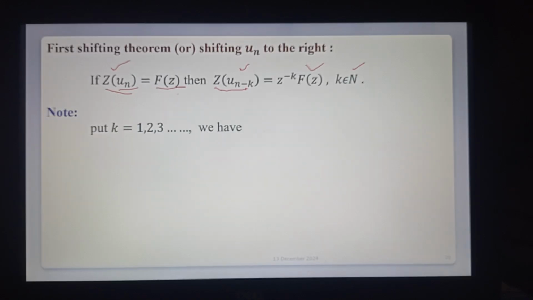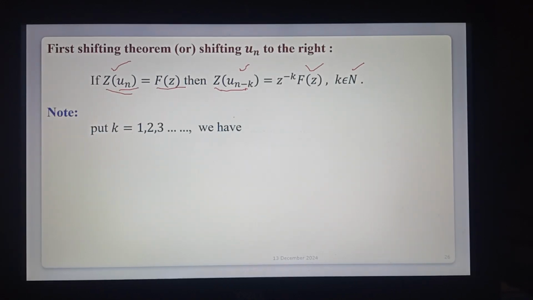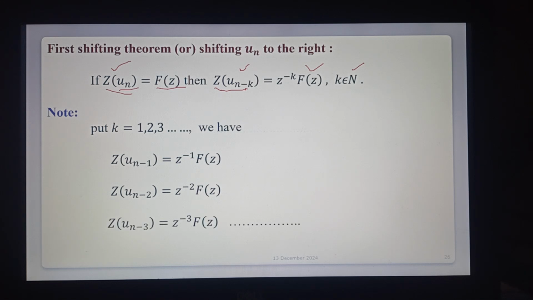Note that we are substituting k values that are positive integers. So the Z transform of u_(n-1) is equal to z^(-1) into F(z). The Z transform of u_(n-2) is equal to z^(-2) into F(z). And the Z transform of u_(n-3) is equal to z^(-3) F(z), up to so on. So these are the values of the first shifting theorem. So next one.